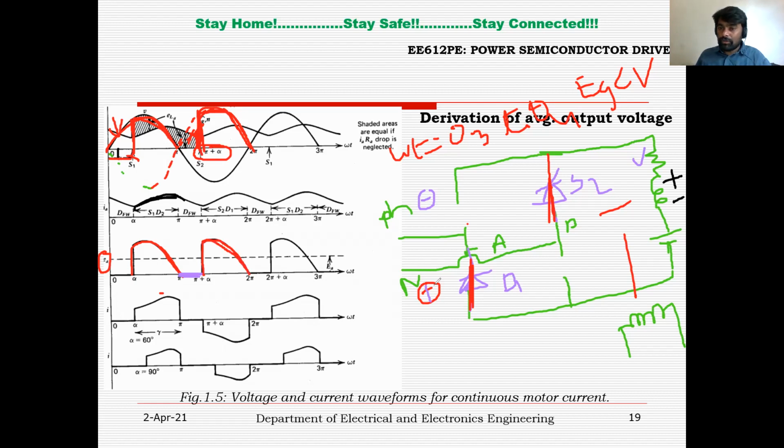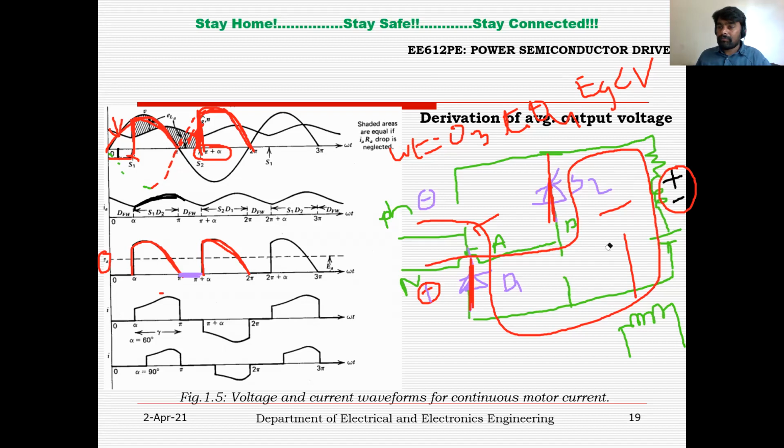Now current always leaves from the positive terminal. So when I trigger S2, the current will flow from N positive through S2 anode and cathode, R, L, battery, diode D1 anode and cathode, back to P negative. So this is the direction of current, where the inductor is charging with this polarity, positive and negative, right? So up to 2 pi, you will get this portion.